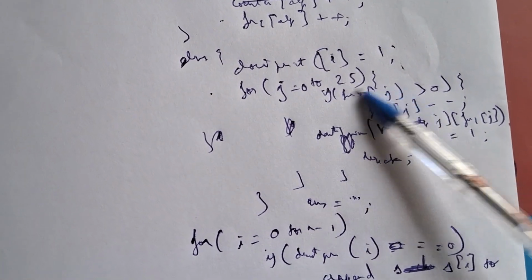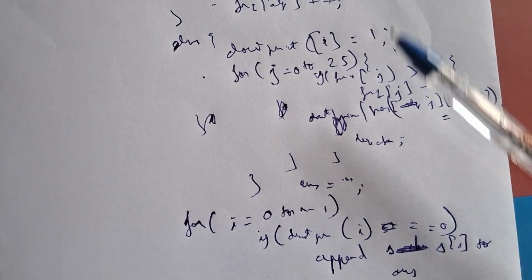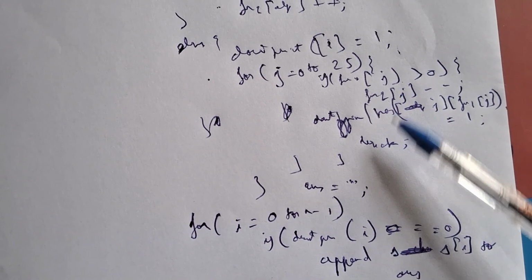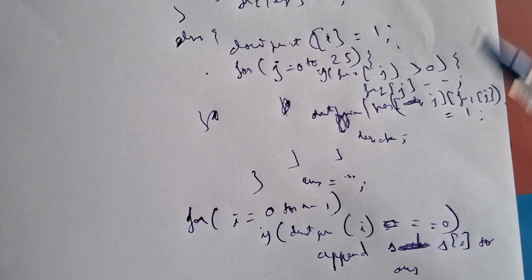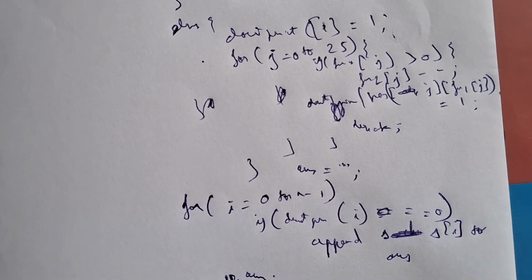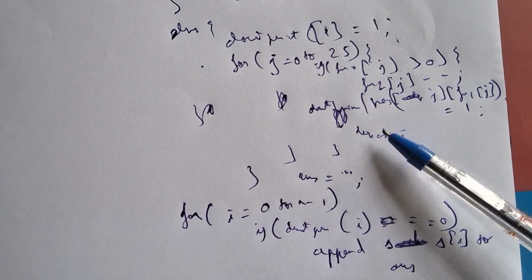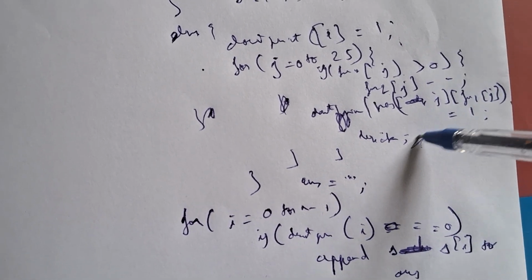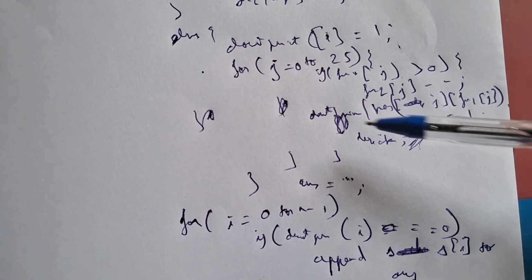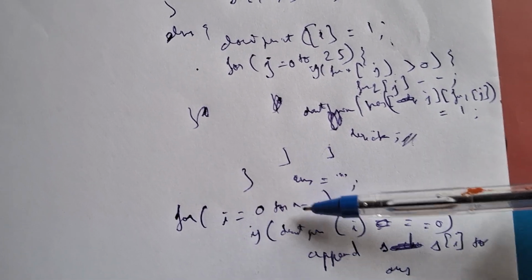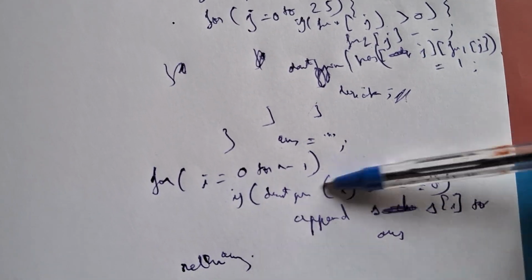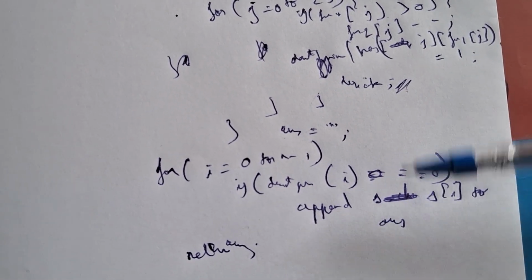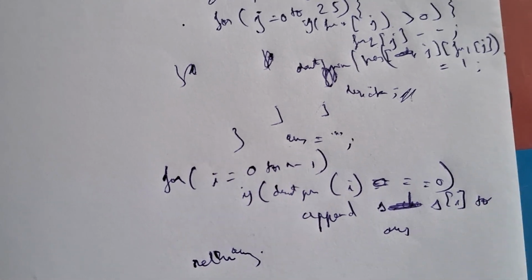So for j equal to 0 to 25, if there is a presence of an element where the frequency is greater than 0, you reduce the frequency by 1 and make the position of j, frequency of j, as 1. And then you have to break it. This is very necessary, otherwise you will be deleting more than one occurrence. Then you have to initialize answer with an empty string, and from 0 to n minus 1, just check if don't print of I is equal to 0, then only you have to append it. If it's equal to 1, you don't have to print. So this is what the basic code tells us.